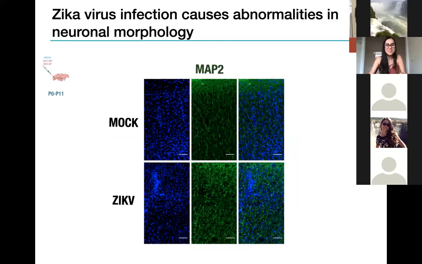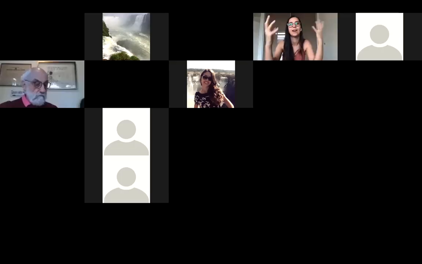Okay, so we look at MAP2. MAP2 is a protein which is mainly expressed in the dendrites. And when we look at the Zika virus infected animals after 11 days, you can see here that MAP2 is very apparently expressed, so it's not radially polarized as in the control.